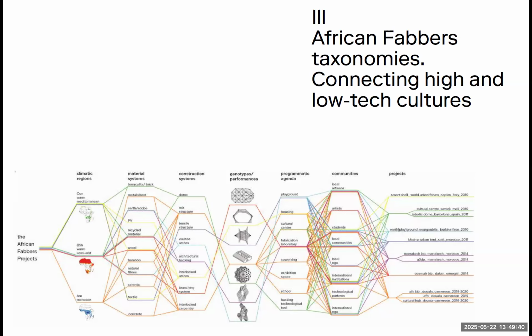So from the very humid scenarios to the hot and dry. So what is available, and then the tectonics that derive from this. So there are things you can do with earth that you cannot do with fibers, and vice versa, no? So climate, materials, tectonics, space.